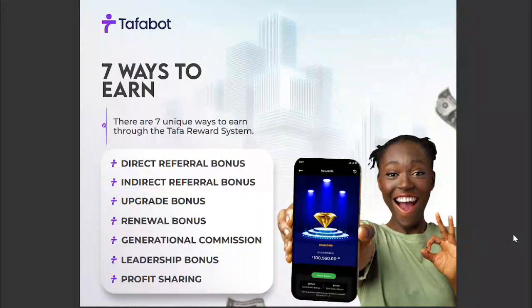So this is the butter on top of your bread. 7 ways to earn from Tafa. This is very, very sweet. There are 7 unique ways to earn from Tafa through the Tafa Rewards system. Let's take a look at the Tafa Rewards system. The first you have is the direct referral bonus. The next you have is the indirect referral bonus. You have the upgrade bonus, renewal bonus, generational commission, leadership bonus, and profit sharing. These are 7 ways that you can earn from the Tafa platform apart from your trading profits. So let's take a look at this one after the other.